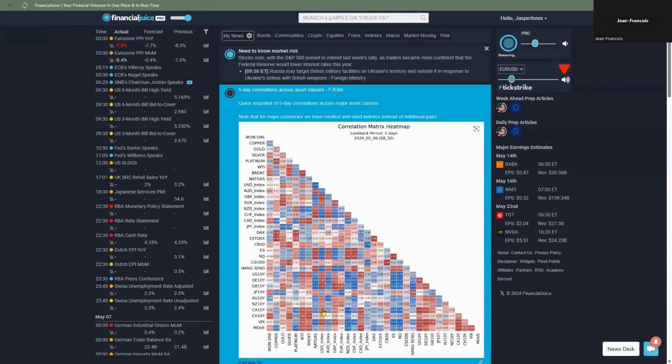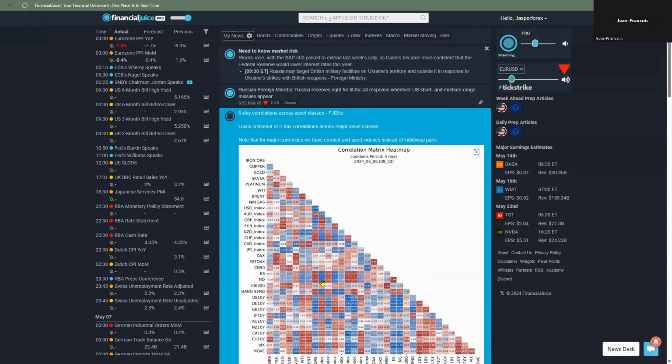Correlation matrix. US index. Where's the euro? There it is. 0.82.